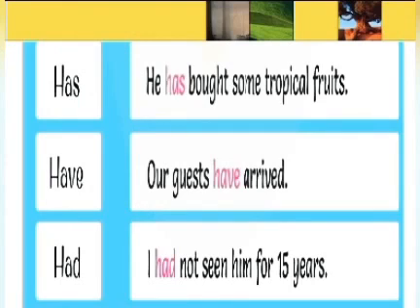He has bought some tropical fruits. He has. And the third form of the verb, bought, is also there, right? Have, our guests have arrived. Arrived is also the third form of the verb. So have is there. I had not seen him for 15 years. I had not seen. We are talking about the past perfect tense. So with I we have used had. And seen is telling me that it is a perfect tense.